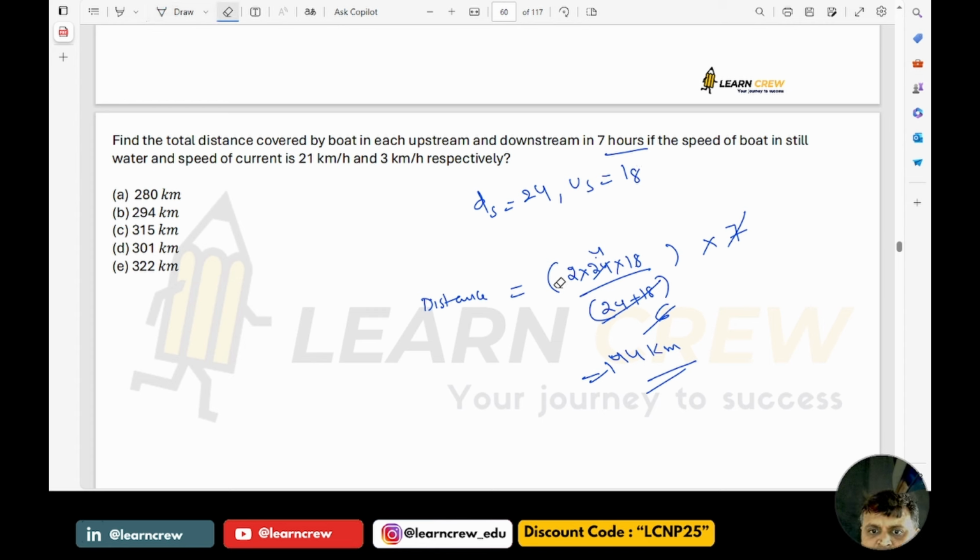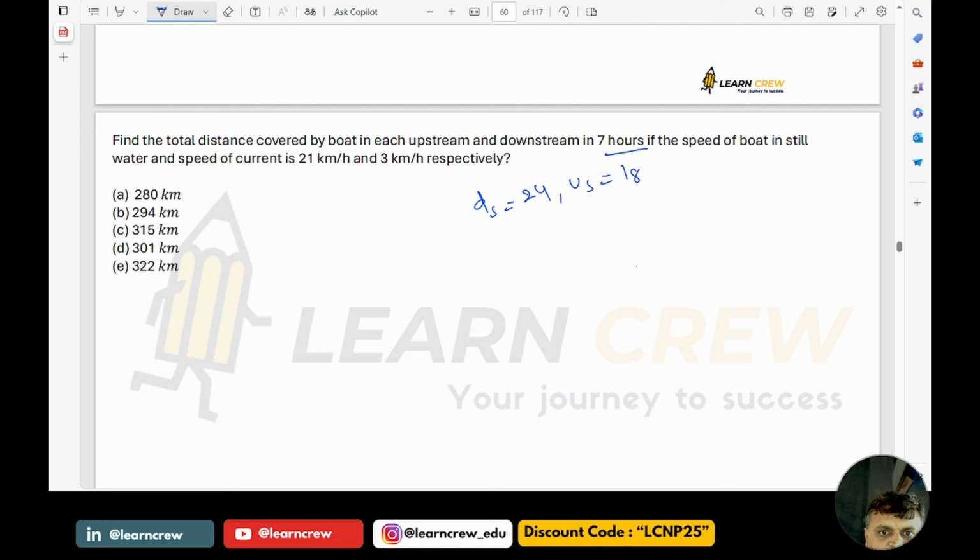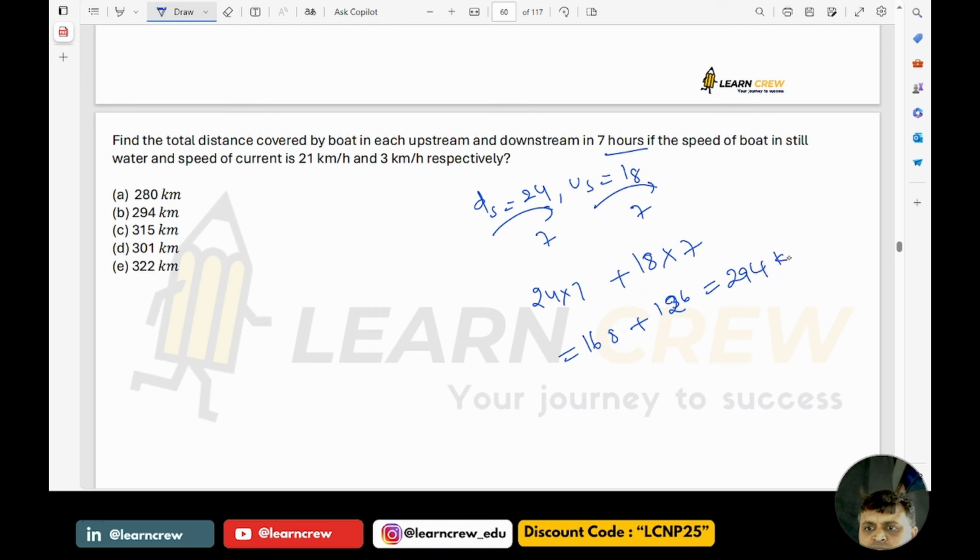Okay. So here it has not said that equal distance is covered. In downstream, it is traveling 7 hours. In upstream also, it is traveling 7 hours. So 24 into 7 plus 18 into 7. So 168 plus 126. So what is the value you are going to get? 294. 294 kilometer.